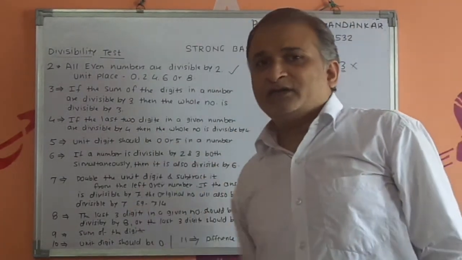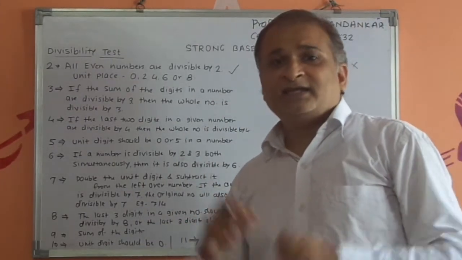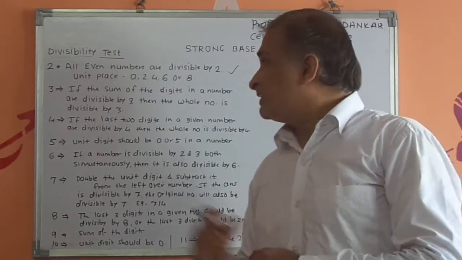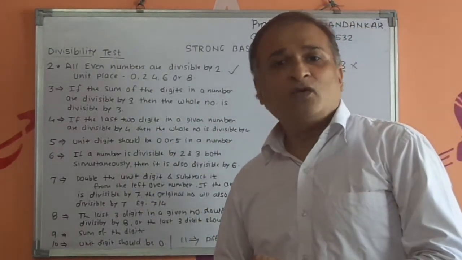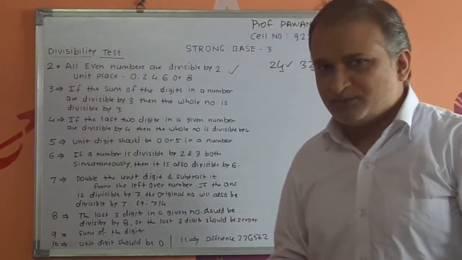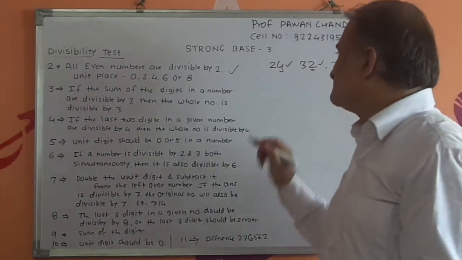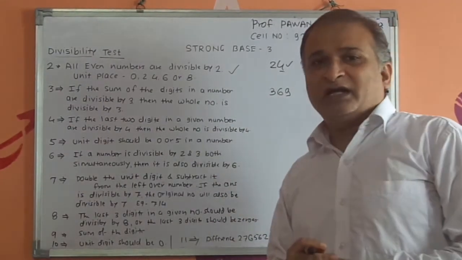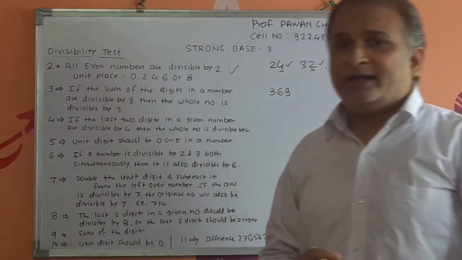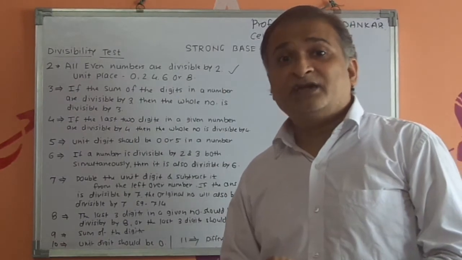Proceeding further to the test of 3. What is the divisibility test of 3? If the sum of the digits in a given number is divisible by 3, then the whole number is considered to be divisible by 3. Let's try to understand the meaning of it. Let me give you one simple example. The number is 369. We have to understand whether this number is divisible by 3 or not.